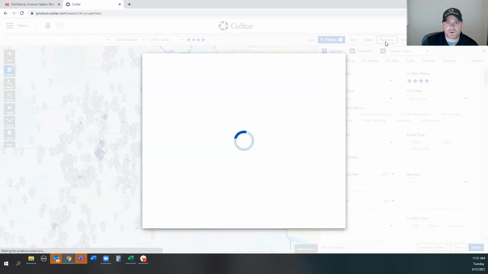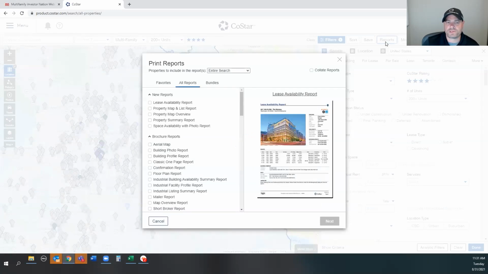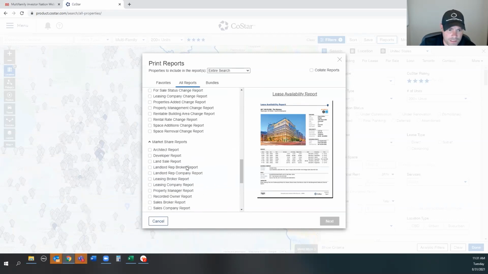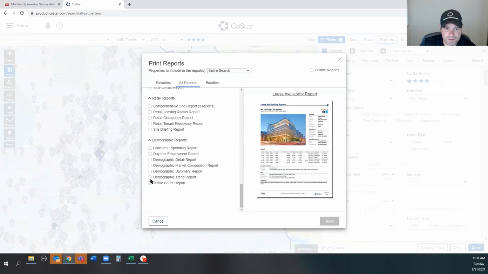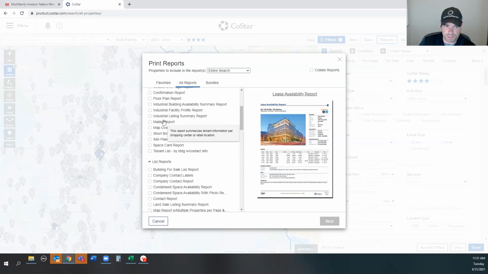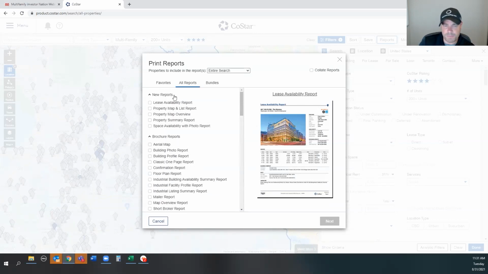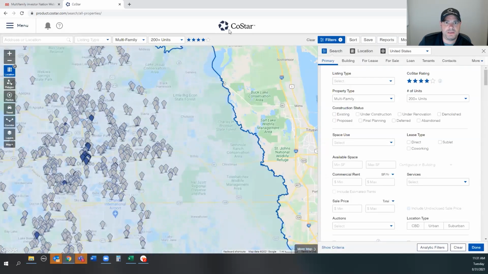And then I can click on reports for the submarket itself, lease availability report, property list. So if you want to really do a survey of the property and go travel, you can do all that: map overview. You can go all the way down. You can get car counts, traffic counts, all of these reports, or you can get the total comprehensive report. You can click all of these boxes and print the whole big giant document, or you can go piecemeal. So a lot can be done there.